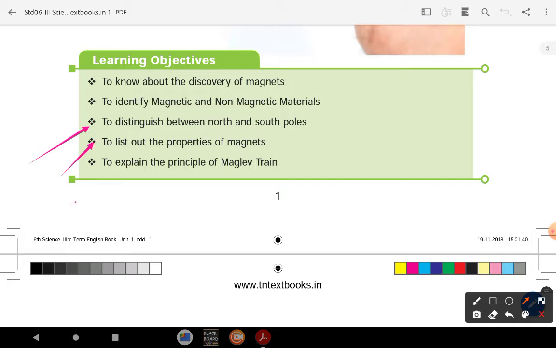And then finally, to explain the principle of the maglev train. What is a maglev train? It works on a principle, and we are going to see the principle, the kolkai, in Tamil they say kolkai, on the basis of which this maglev train is working. Okay, these are your learning objectives. Okay, children, so let's begin.